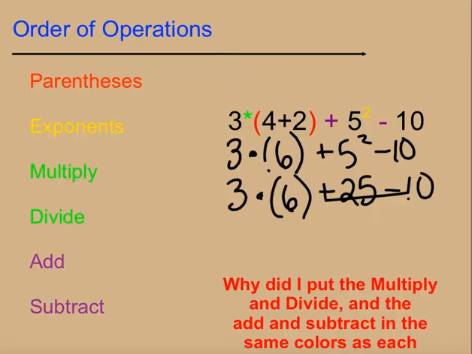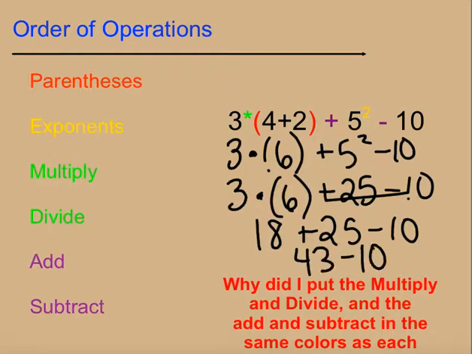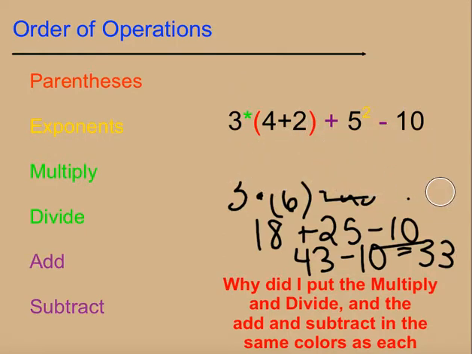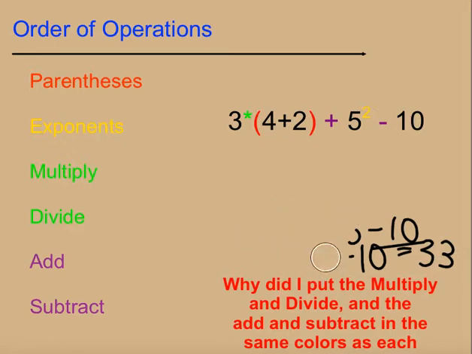Now we need to see if we have any multiplication or division to do. And we do. We have that 3 times 6. So we simplify that to 18 plus 25 minus 10. Lastly, we see if we have any addition and subtraction. Well, we have both actually, so we need to do left to right. We do 18 plus 25. That gives us 43. We subtract 10, and we get 33. Okay? We need to do all of that work to be able to solve those order of operation problems, especially in the correct order, so we don't come out with anything inconsistent.